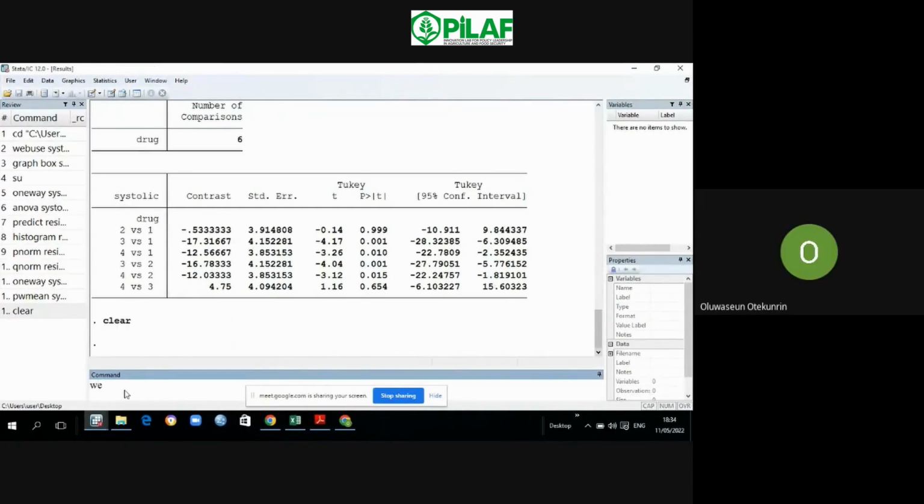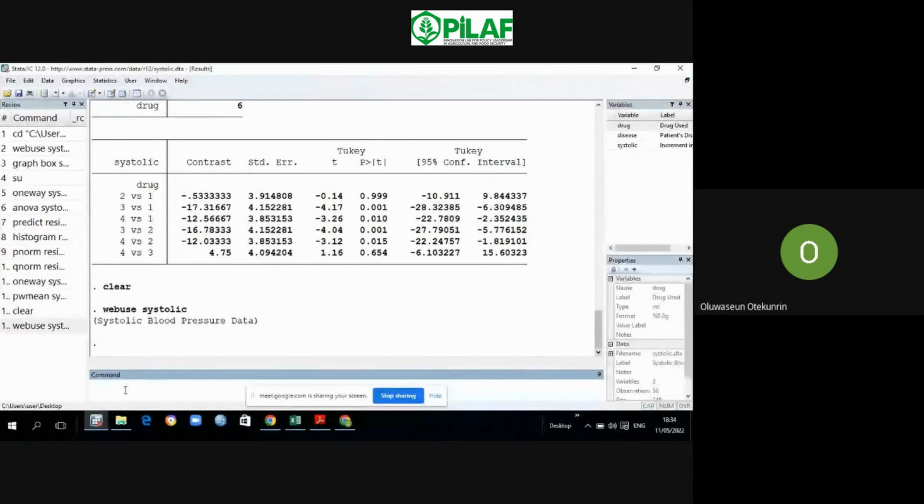I'm clearing, but you may not. So I'm still going to use web use systolic. I'm clearing because of that residual aspect. We have created another variable, residual, so I'm trying to remove that. So I clear, I retype web use systolic, because this is the data set we're also using for our two-way ANOVA. So clear and type web use systolic. Make sure you are online so that you get it.